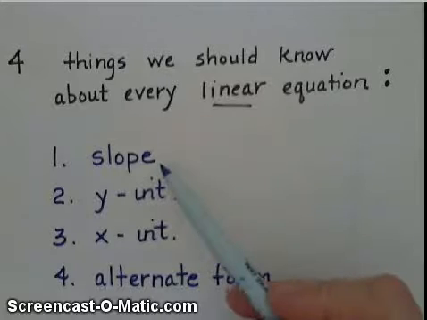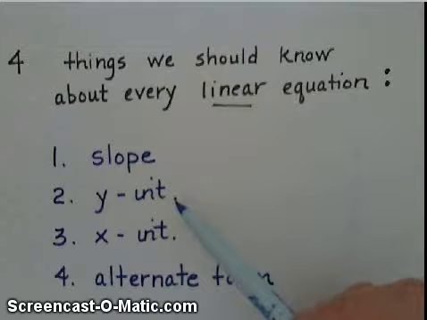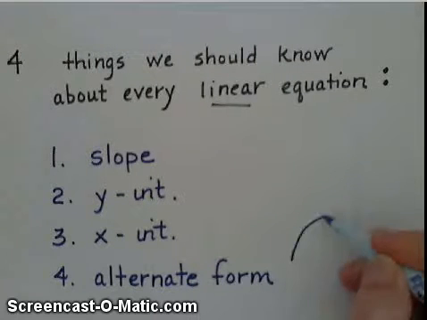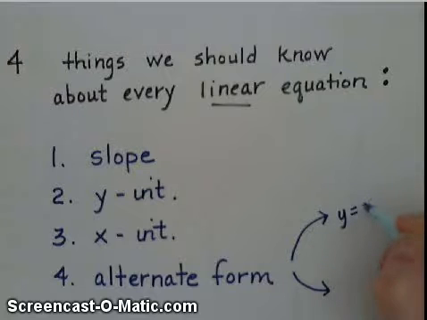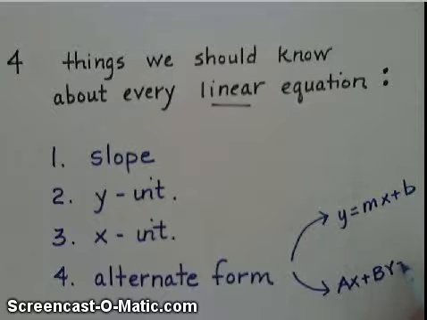These are the slope, which is a measure of rise over run, the y-intercept, the place where the line crosses the y-axis, the x-intercept, which is less popular but equally important when you're graphing, and an alternate form of the equation. And let me just put here the two forms that I'm thinking of. There is y equals mx plus b, which is called the slope-intercept form, very popular. And there is ax plus by equals c, which is called the standard form.